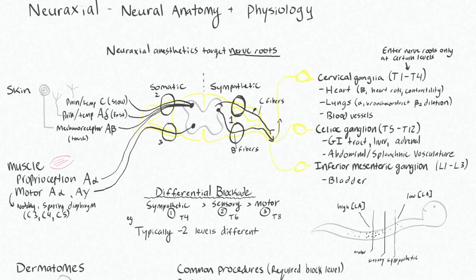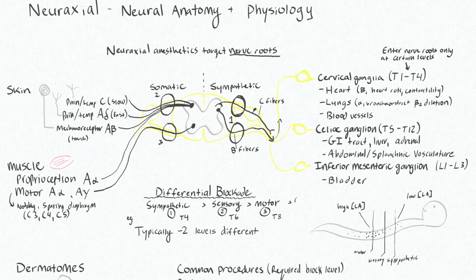Another application of this differential block would be something that we use for labor epidurals, which is just to use a very low concentration of local anesthetic, something that's low enough to block the sympathetic and the sensory nerves, but not high enough concentration to block your motor. So a person in theory could still ambulate because they don't have a dense motor block. But unfortunately, you can't really get around causing a sympathetic block.